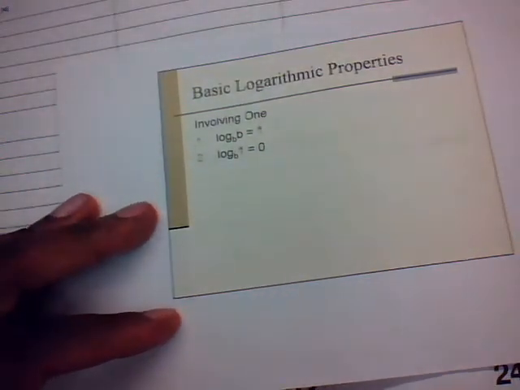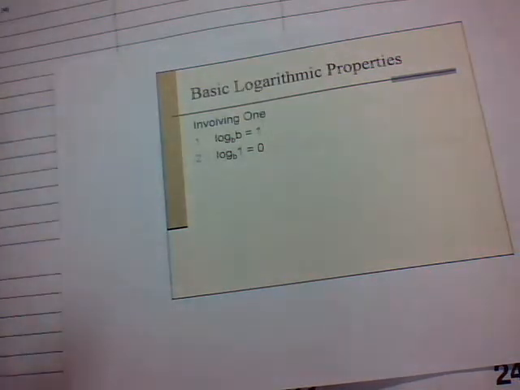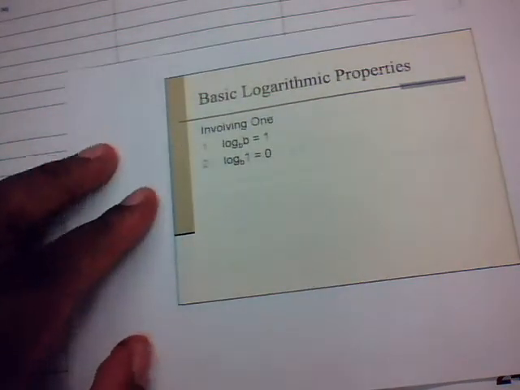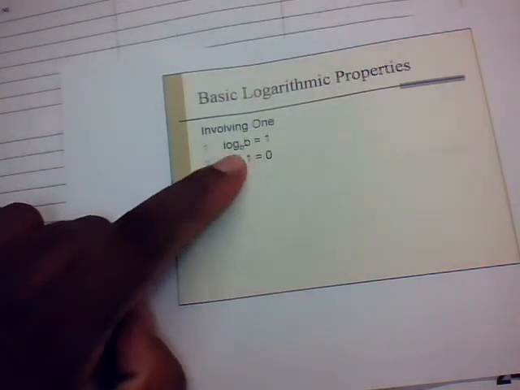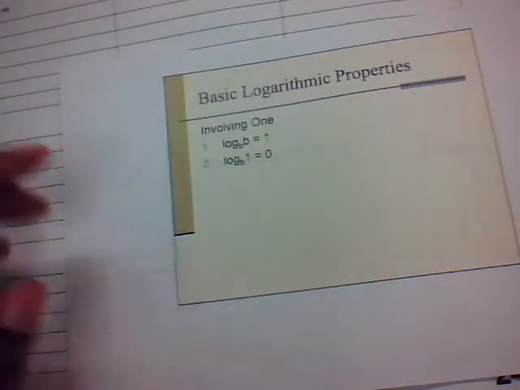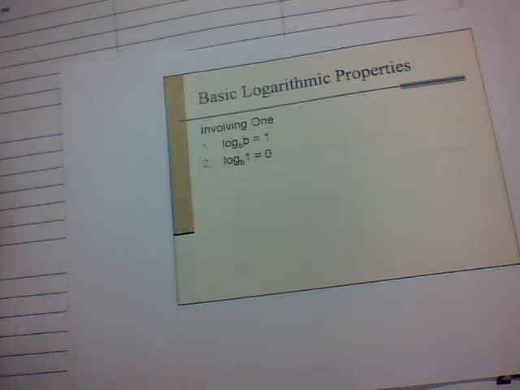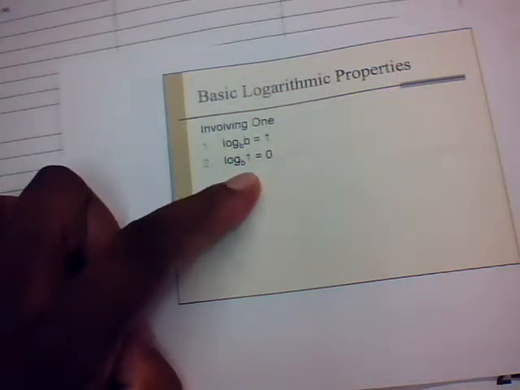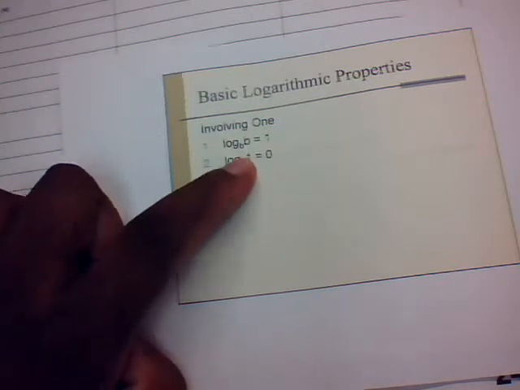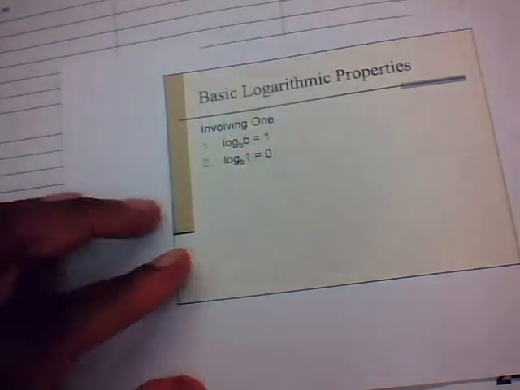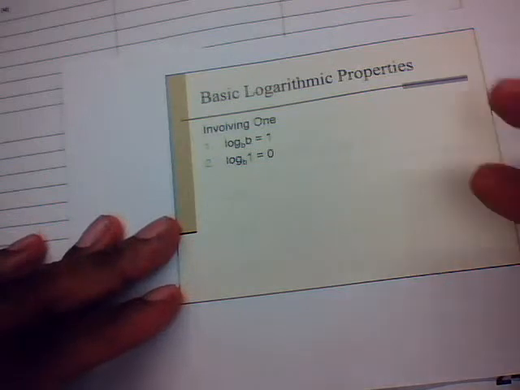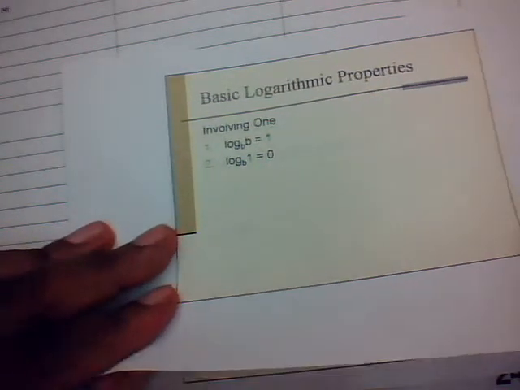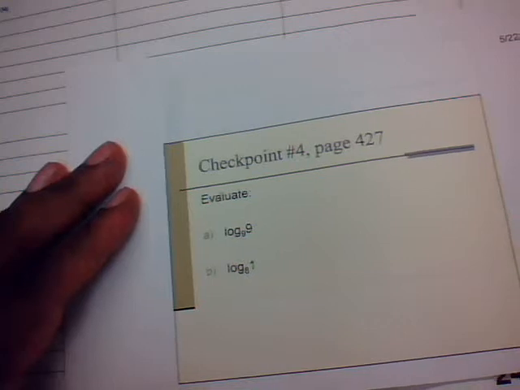All right, let's look at some basic logarithmic properties. Two of them involve the number 1. Log to the base b of b is equal to 1, because b to the first power would give you b. And log to the base b of 1 is equal to 0, because b to the power of 0 would give you 1. So those two involve the number 1.